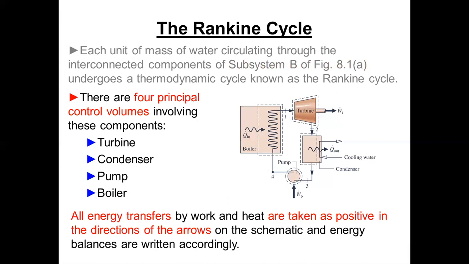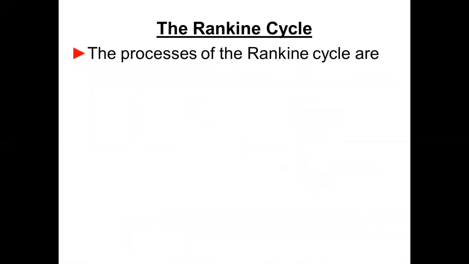So the energy flows out of the turbine work. That's positive. The heat added to the working fluid in the boiler is coming in. We're considering that to be positive, et cetera, et cetera. So you can see those arrows and just recall that.